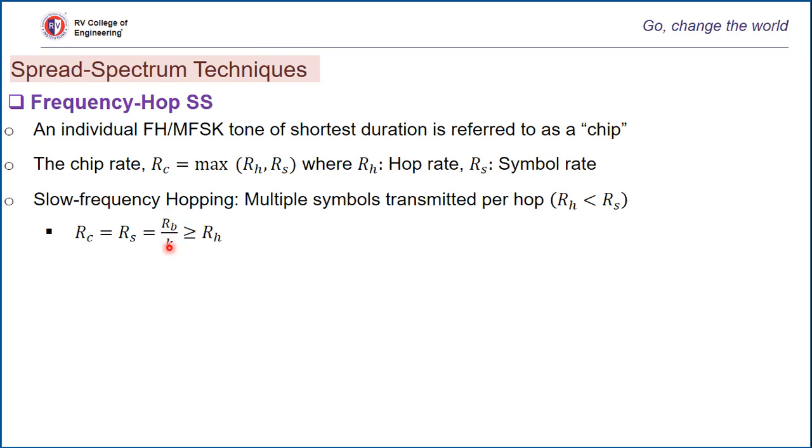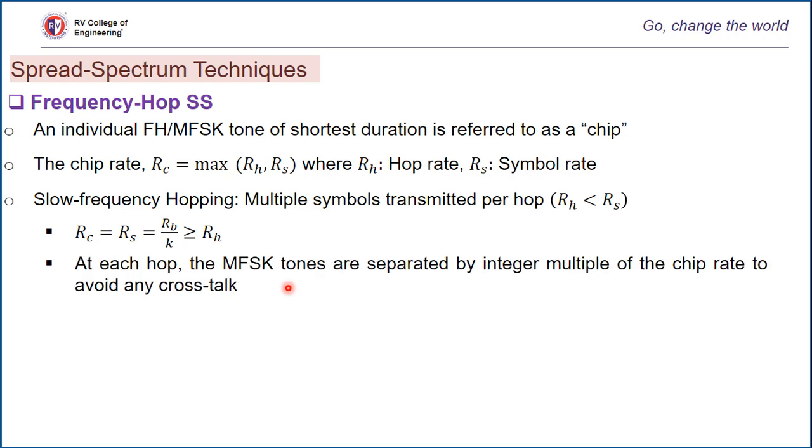RB over K, where K is the number of bits used for grouping to generate the M-ary FSK signal, and of course this is greater than RH for slow frequency hopping, where K is log M base 2, where M stands for the number of levels for MFSK.